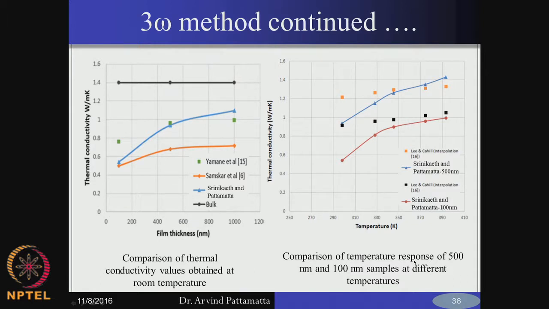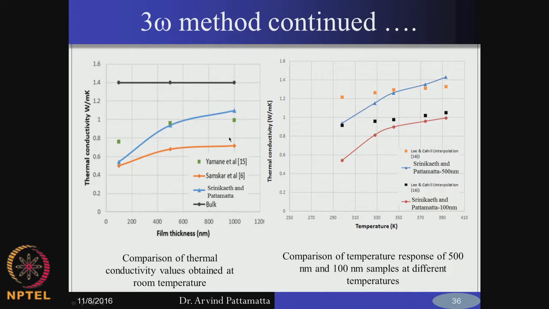We have some standard experimental data available in the literature, and our students Samskar and Sriniket have independently carried out measurements. You see very strong size effects. As the size of the film becomes smaller and smaller, the thermal conductivity drops, and it depends on the kind of preparation of the sample. So, you may have two different values of thermal conductivity, so the bulk values themselves are quite different. At a film thickness of 1000 nanometers, you see these two values are quite different from each other, whereas at the nanoscale they both converge.